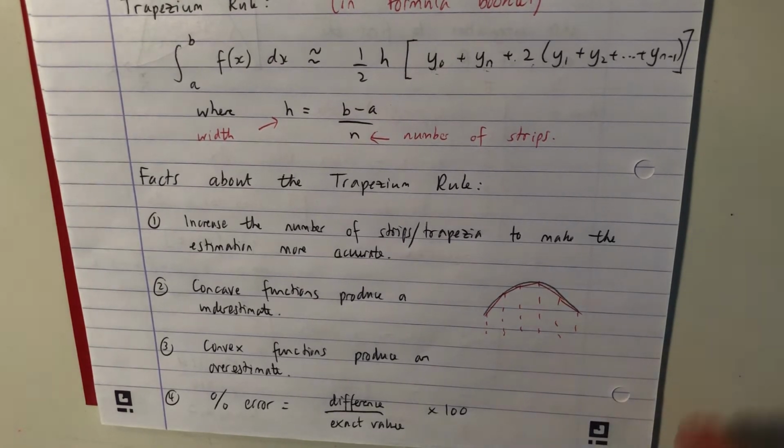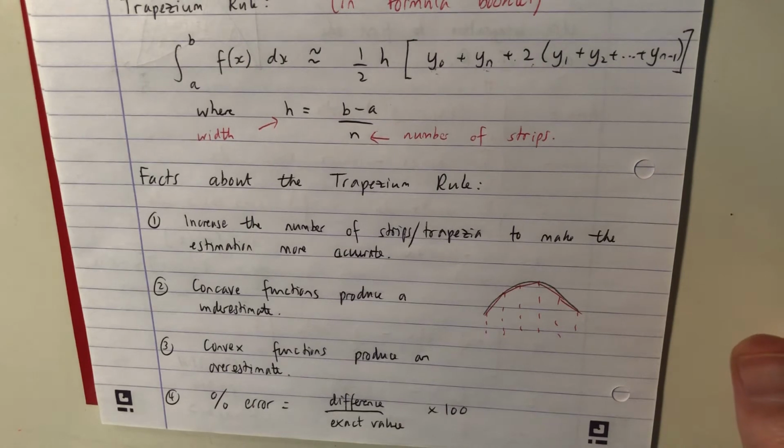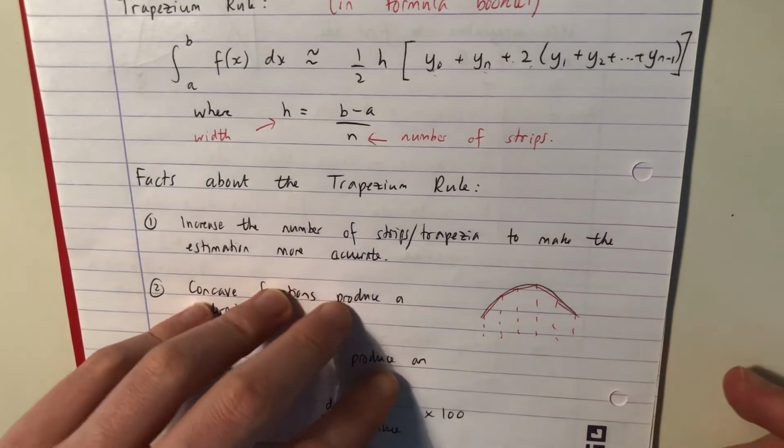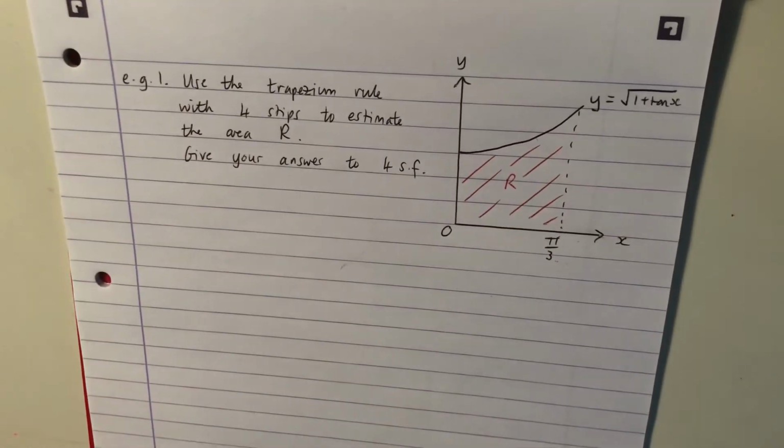Okay, and these four facts, normally they would be part B's and part C's of trapezium rule questions, maybe one or two marks each one. Right, let's see what an example would actually look like. So example number 1.